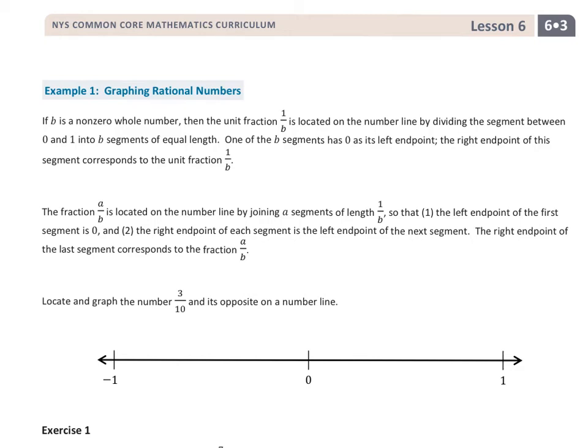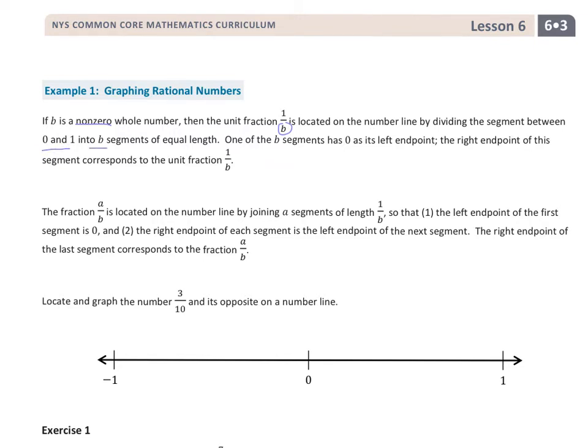Hey, sixth graders, we're going to start taking some of our thinking about fractions and using it to graph points on number lines. So check out what this long example is saying, and then I will translate it for you. If b is a non-zero whole number, non-zero means not zero, then the unit fraction 1 over b is located on the number line by dividing the segment between 0 and 1 into b segments of equal length.